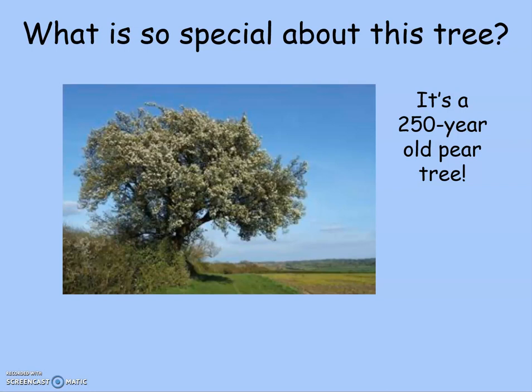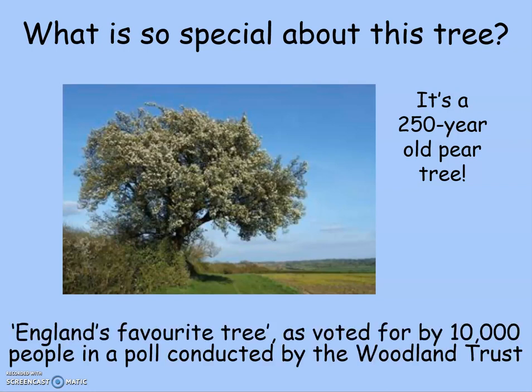This is a 250-year-old pear tree. So what's so special about the tree? Apart from the fact that it's full of blossom, it's also England's favourite tree. About 10,000 people voted for this particular tree. It was a poll conducted by the Woodland Trust. Now, again, you can ask, what's the issue here? It's actually in danger of being cut down.